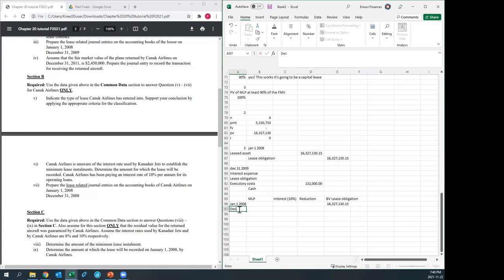Your December 31st, 2008, and December. Your MLP doesn't change from earlier. It's your 5.15 million. And then you're going to calculate your interest. So 10% of your book value of the previous period, reduction, and then your book value, and then same thing here.